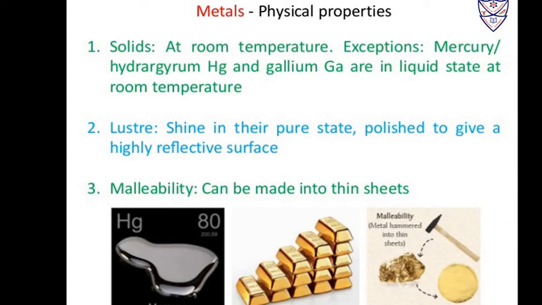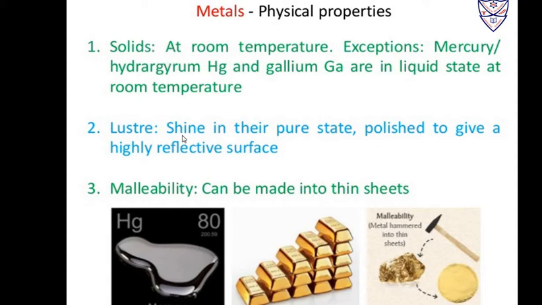Let's see the physical properties of metals. We have studied in grade 9 about the physical properties of metals and non-metals. We will just recall the content. Almost all metals are solid except mercury and gallium. These two are in a liquid state at room temperature. All the rest of the metals are in solid form.